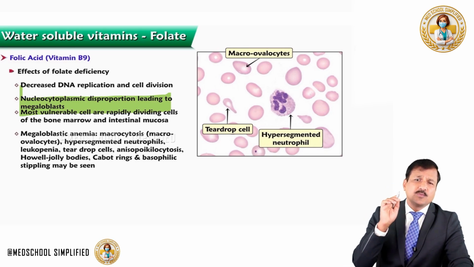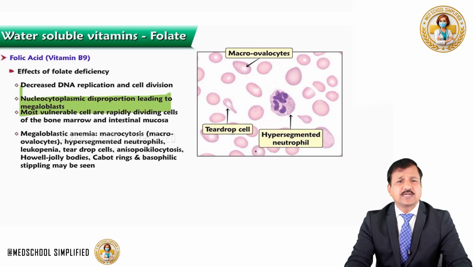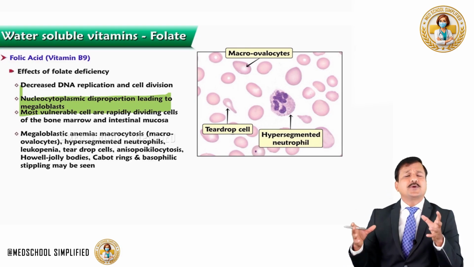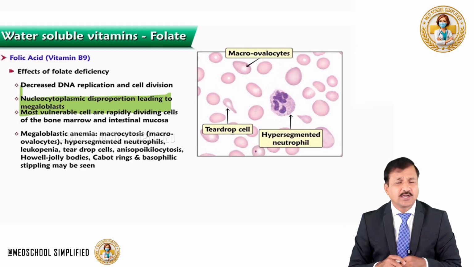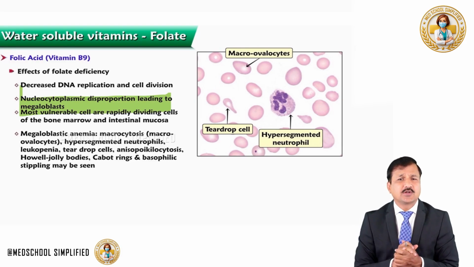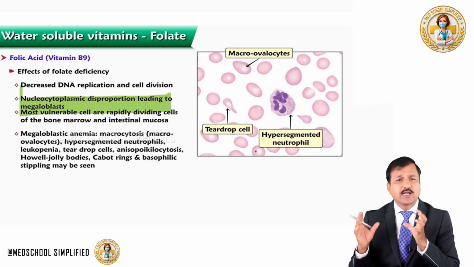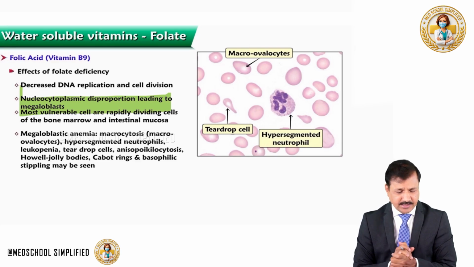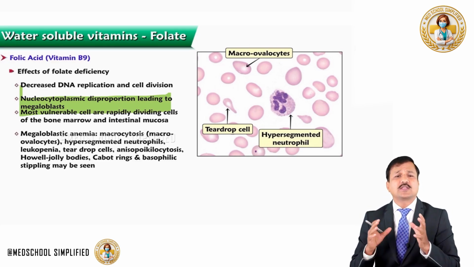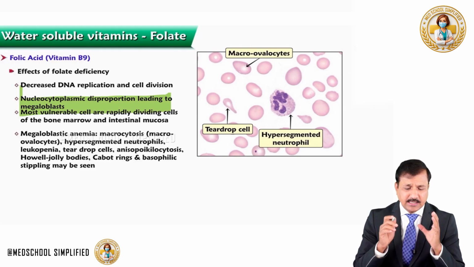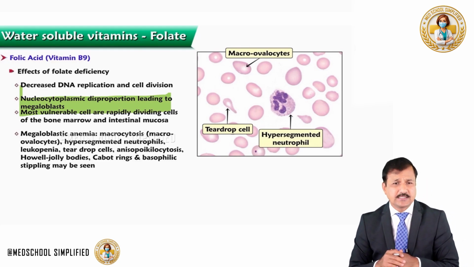And the cells which are most vulnerable to deficiency states in folic acid are the rapidly dividing cells of the bone marrow and the intestinal mucosa, as they are most affected by slower than normal rates of cell division. Because purine and pyrimidine biosynthesis is not available here, DNA replication is not going on sufficiently. That's why rapidly dividing cells are affected. Now, because of this, what are the consequences? What are the clinical features of folic acid deficiency?